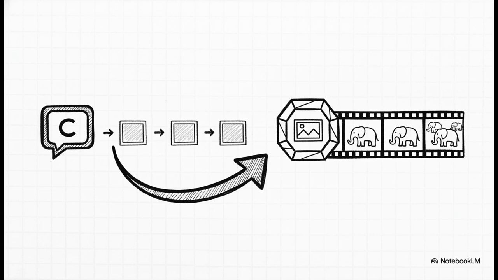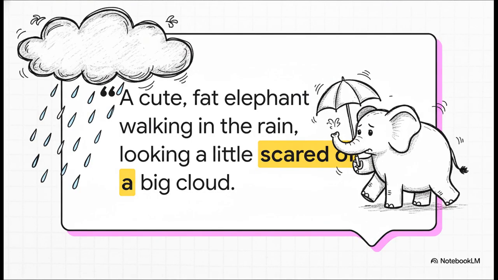Okay, once ChatGPT spits out that big block of text, you'll see it's perfectly organized. It's written out specific image prompts for every single scene. So all you have to do is copy the first prompt, paste it into an image generator like Gemini, and create your first picture. Then you just do the same thing for scene 2, scene 3, and so on. And here's a perfect example of what one of those prompts looks like. It's so descriptive. A cute, fat elephant walking in the rain, looking a little scared of a big cloud. This ties directly into the story.